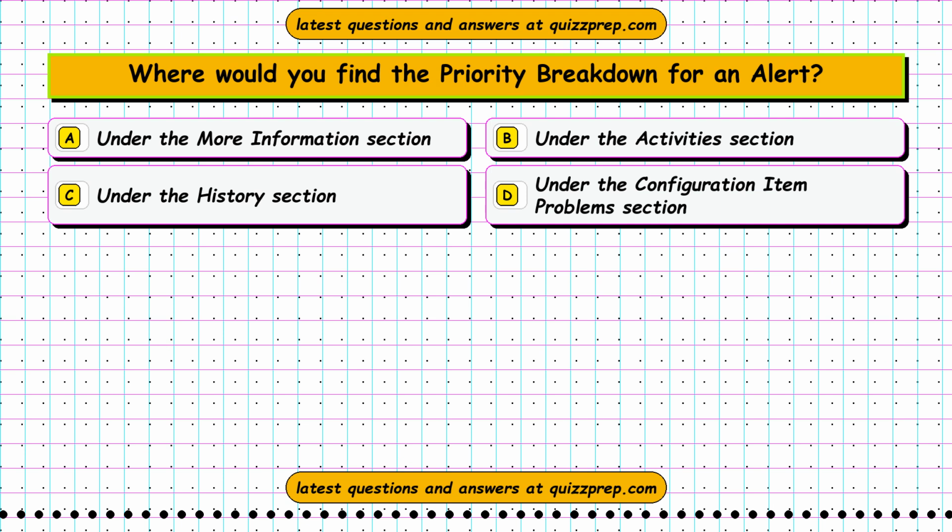Option A, under the More Information section. Option B, under the Activities section. Option C, under the History section. Option D, under the Configuration Item Problems section.